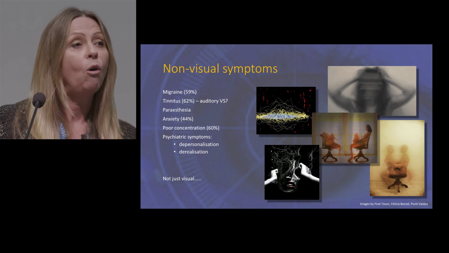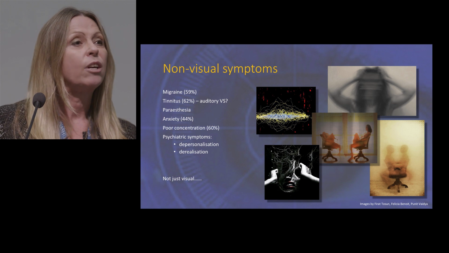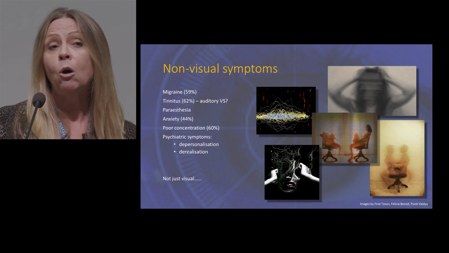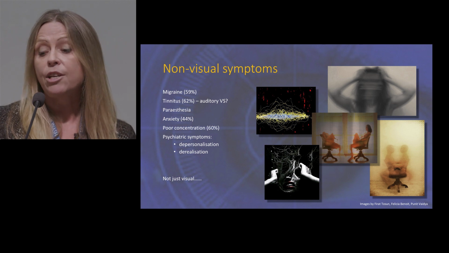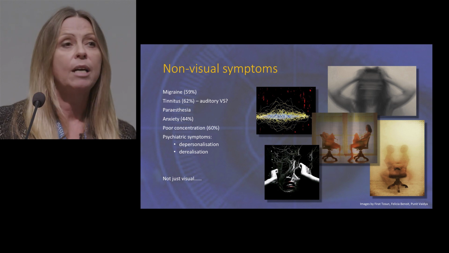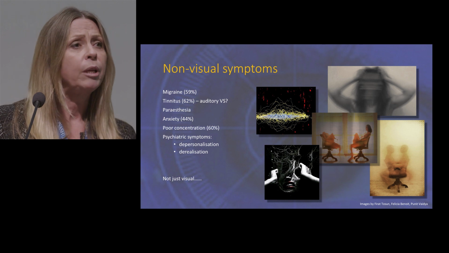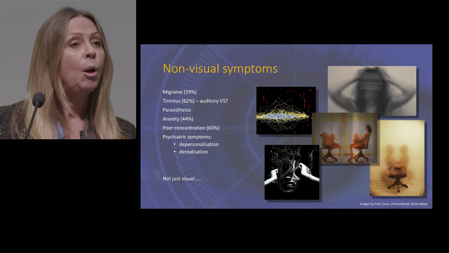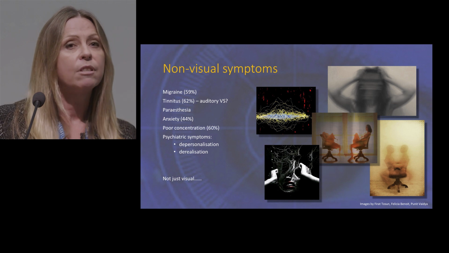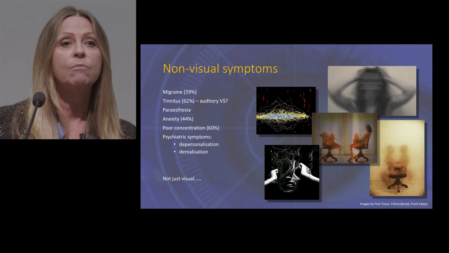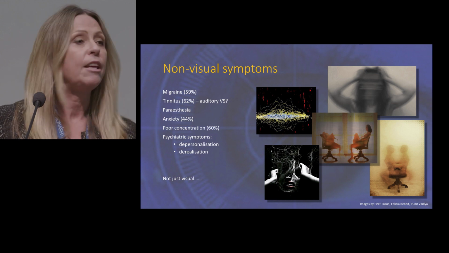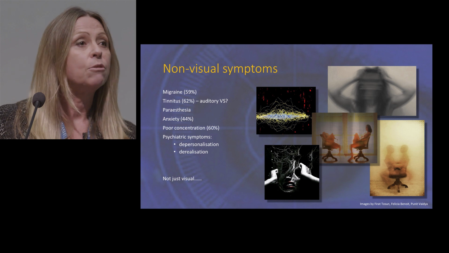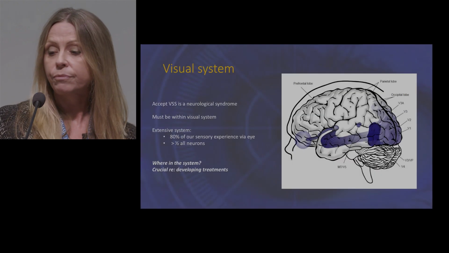Paresthesias are quite common. So pins and needles, strange sensations in the extremities are not uncommon. Anxiety, poor concentration. And these symptoms, depersonalisation and derealisation, I've labelled them psychiatric symptoms, are extremely common. I don't have figures on these. But the girls that are testing these patients in my lab tell me just about every single patient they test says that these are the symptoms that they do suffer. So they're not just visual, and they can be any sort of sensory disturbance.